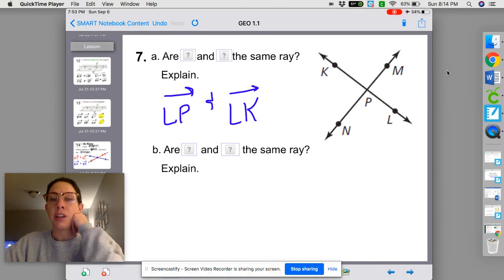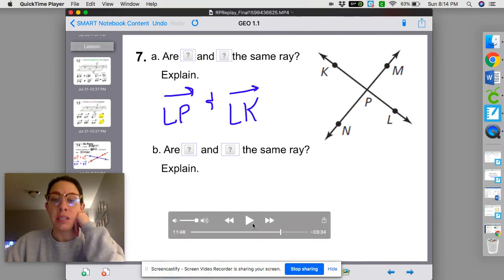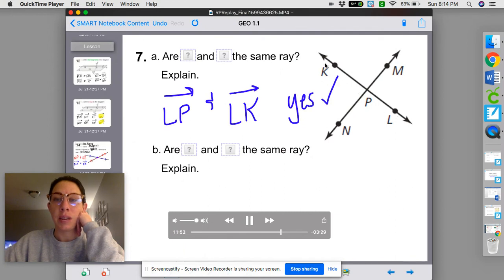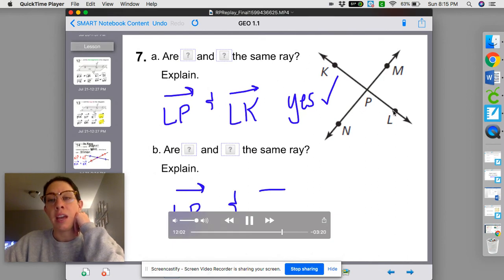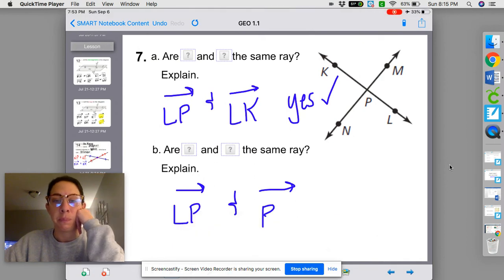Okay, kind of think to yourself, would these be the same ray? Why or why not? So they are indeed the same ray. It's because this ray, LP, starts at point L and extends infinitely in the direction of P. So it goes right through here infinitely. And this ray here starts at point L and extends infinitely in the direction of K, which is the same. So they are the same.